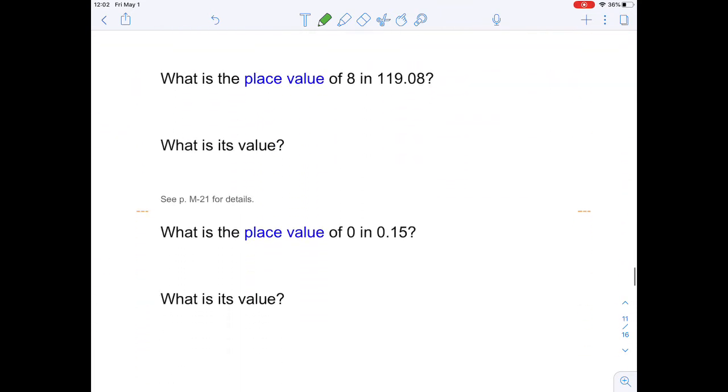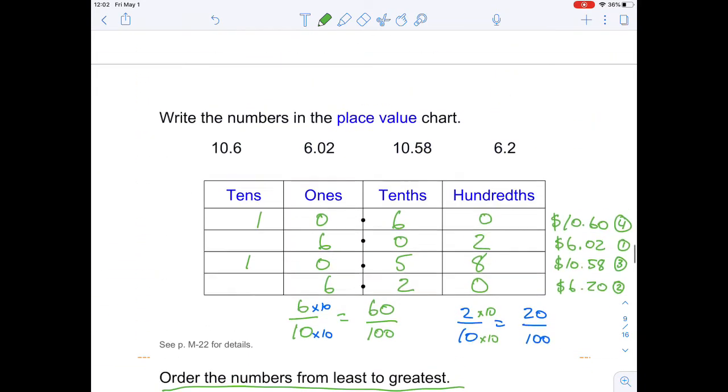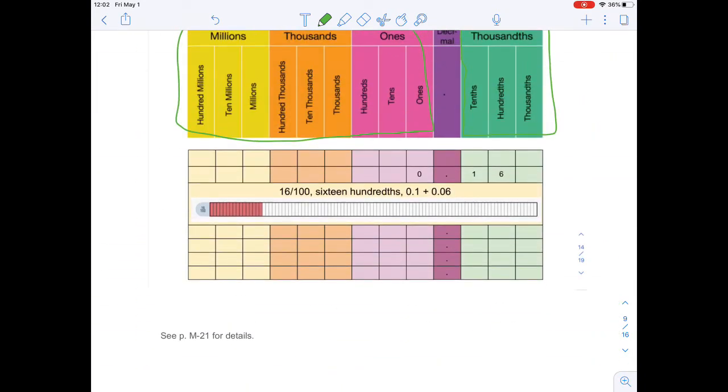So moving along, what is the place value of the 8 in 119 and 8/100ths? So if we put that on our place value chart, 119.08. So we would say 119 and 8/100ths. It's in the 100th spot. So the 8 is worth 8/100ths.